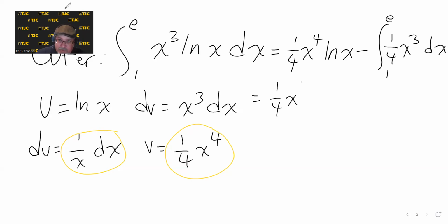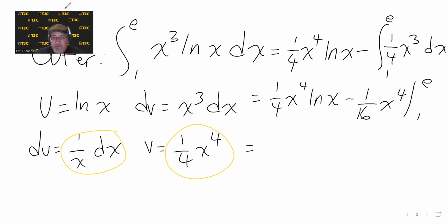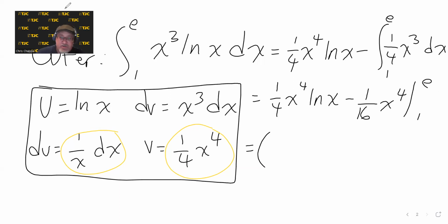Our first part was still 1/4 x to the 4th natural log of x minus the antiderivative of x to the 3rd, which is 1/4 x to the 4th. There's already 1/4, so we make it 1/16 x to the 4th, and this is going from x equals 1 to x equals e. All right, let's put in e and see what happens. Let's also partition off this integration by parts stuff so it doesn't get in the way of the integration.